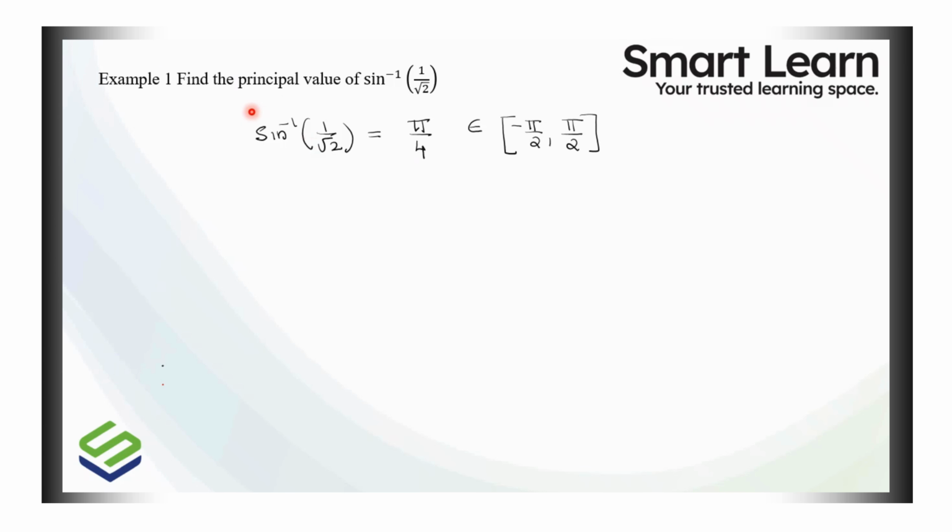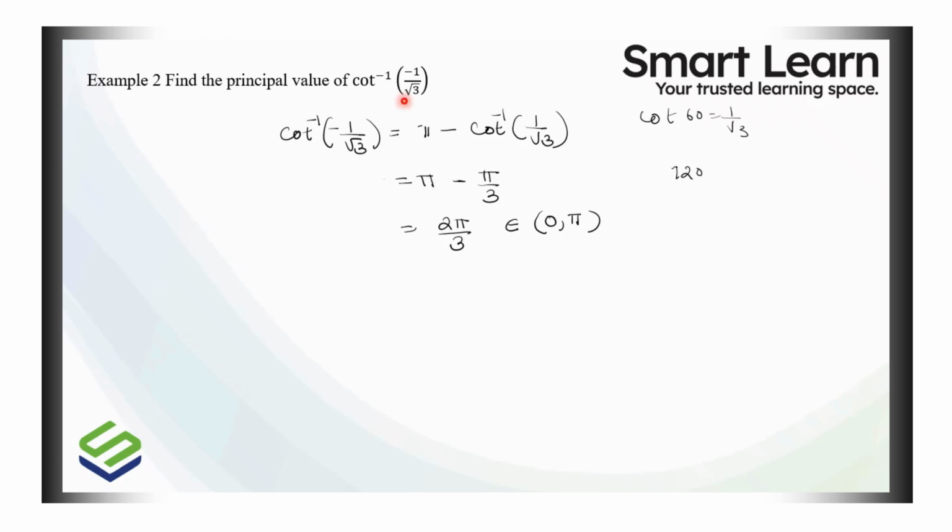So first question, find the principal value of sine inverse 1 by root 2. How will we do this one? Sine inverse 1 by root 2 means which value of sine is 1 by root 2? Pi by 4. And now you have to check the principal value, that we already studied. So pi by 4 is in minus pi by 2 comma pi by 2. That means the answer is pi by 4.